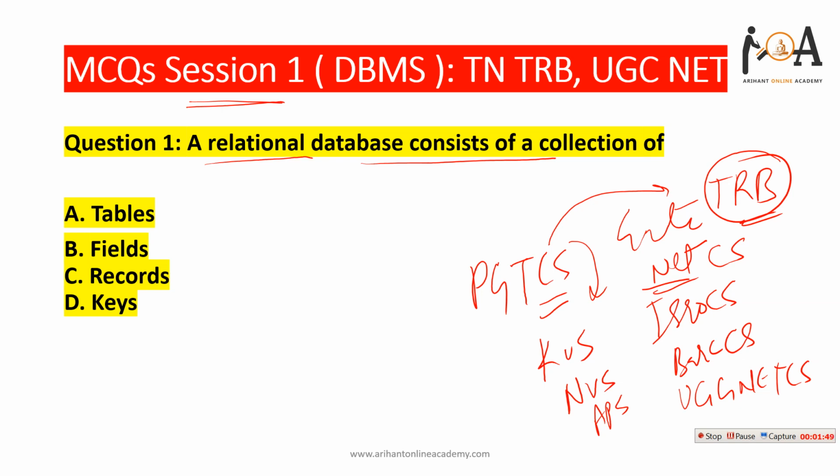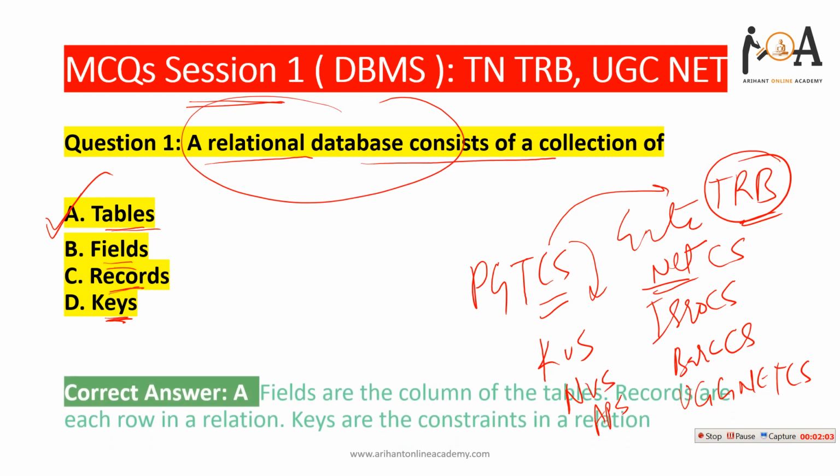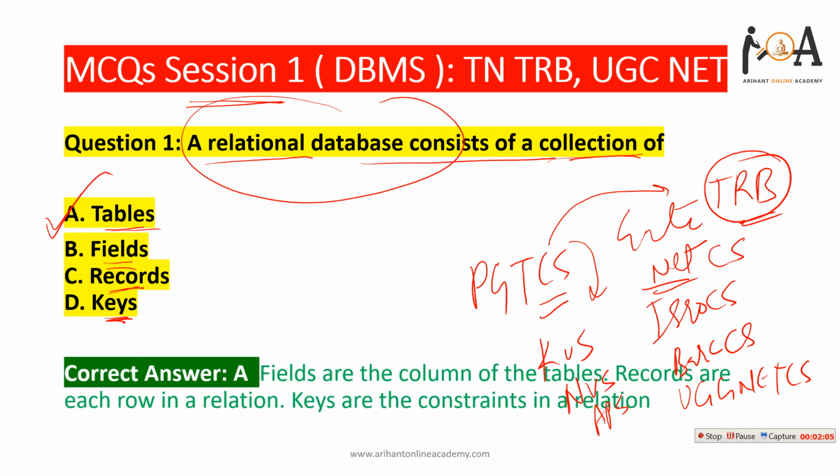So the first question is, a relational database consists of a collection of option A tables, option B fields, option C records, and option D keys. So the correct answer is tables. A relational database consists of a collection of tables, whereas fields are the columns in the tables, as you can see here, and each record, each row, is a relation. They are relations, whereas fields are columns in the tables, and keys are basically constraints in the relations.